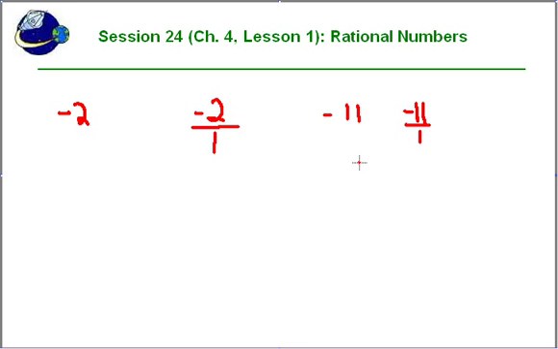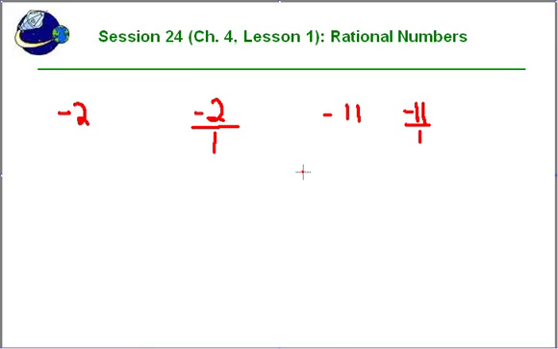What you're going to find out is every integer is a rational number because every integer can be written as a division problem with itself dividing by 1. So we've quickly seen then that all integers are rational numbers. But what about some numbers that are not integers? Let's take a look at the mixed number 4 1/3.